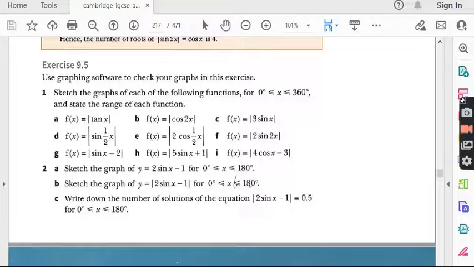Students, in last lecture we did question number 2 from exercise 9.5. The topic, you can see, was the graph of trigonometric functions when the function is absolute. So the graph of an absolute valued function when the function is trigonometric.